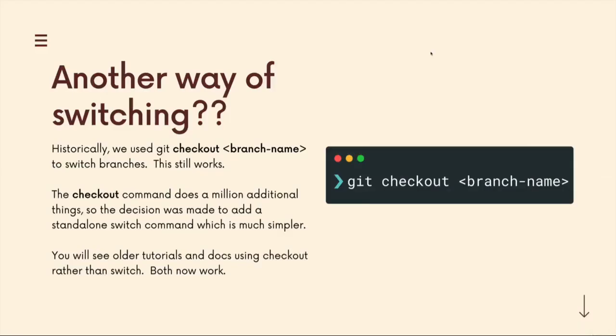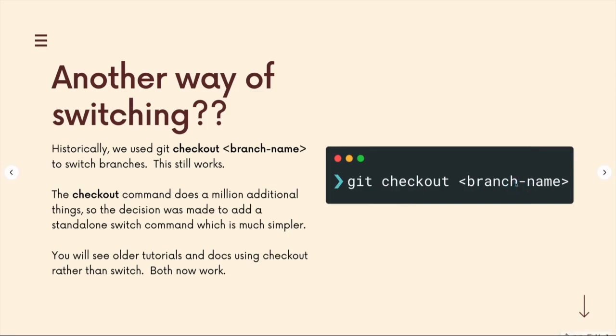Okay. All right, so next up, I want to talk about a different command you may come across that we can use to switch branches. It's called git checkout. You can see it here. Git checkout with a branch name will do the exact same thing as git switch with the same branch name. It just switches us to whatever this branch name is.